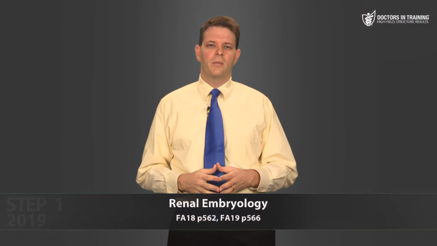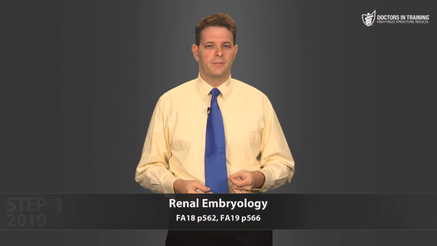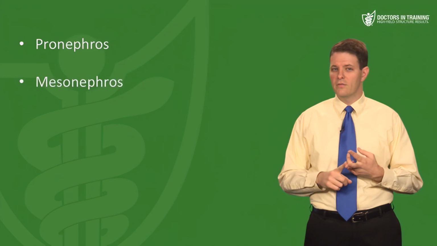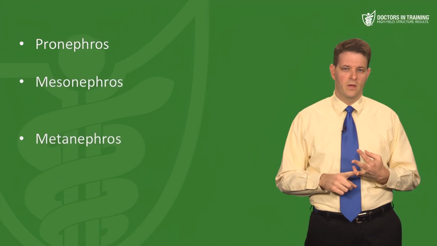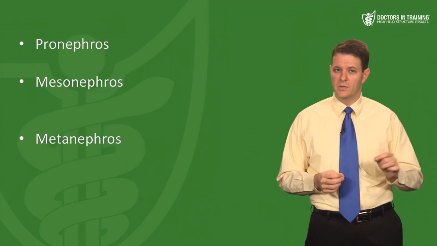In this video, we're going to talk about some basic renal anatomy. But first, let's talk about renal embryology. The kidney starts off as structures called the pronephros, the mesonephros, and the metanephros. So you have to have those three structures initially, but all three do not make it into adulthood.